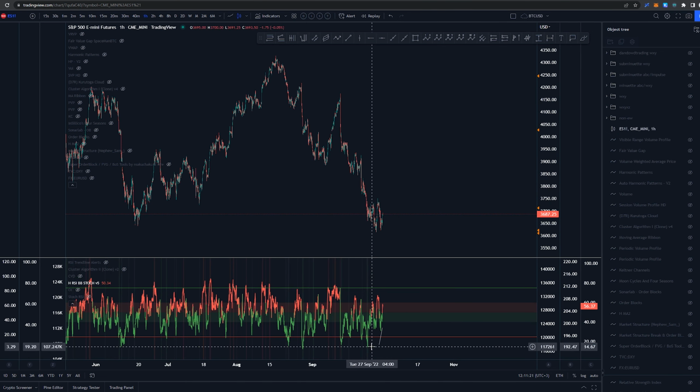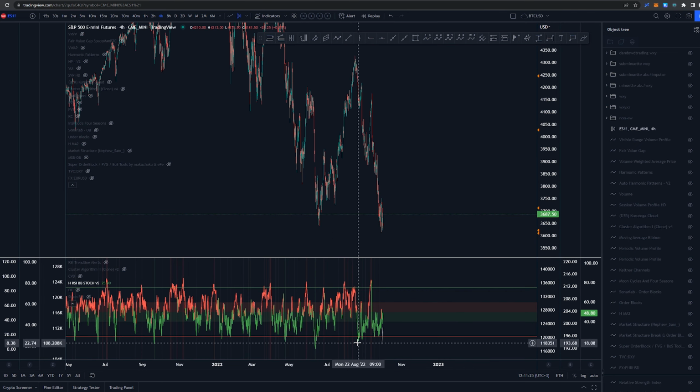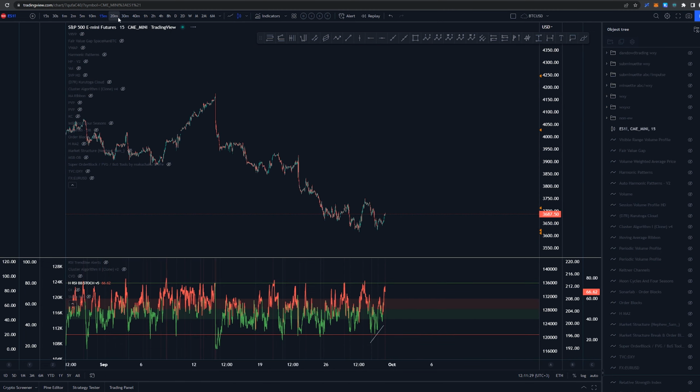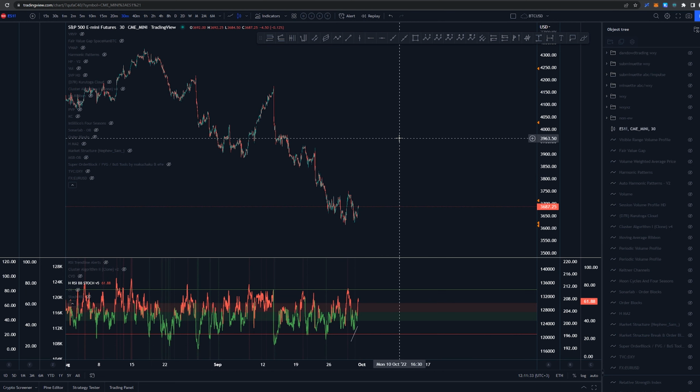Even we got plenty of divergences on 1 hour time frame. On 4 hour time frame, we can see these on higher time frames as well. But just to give you a few examples you saw there, there are a lot of bullish divergence happening.